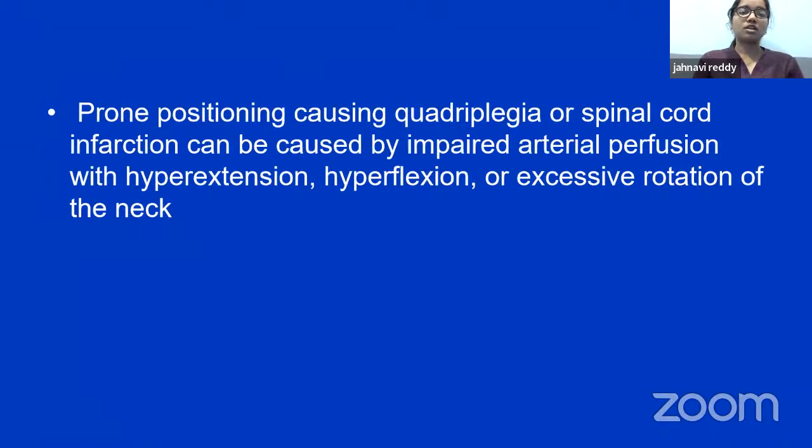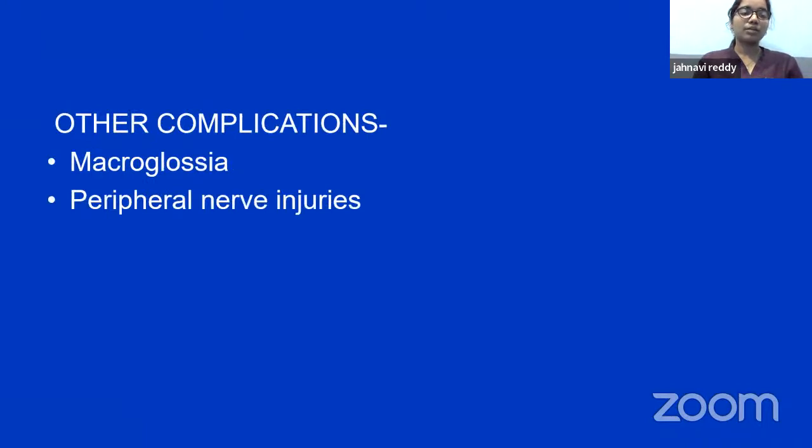Quadriplegia or spinal cord injury can be caused by impaired arterial perfusion with hyperextension, hyperflexion, or excessive rotation of the neck. Other complications are macroglossia and peripheral nerve injuries. While the patient is placed in sitting position, we will be placing the endotracheal tube to secure the airway, and manipulation of the endotracheal tube can cause compression of the venous drainage, and it will lead to swelling of the tongue, which is seen immediately after extubation.